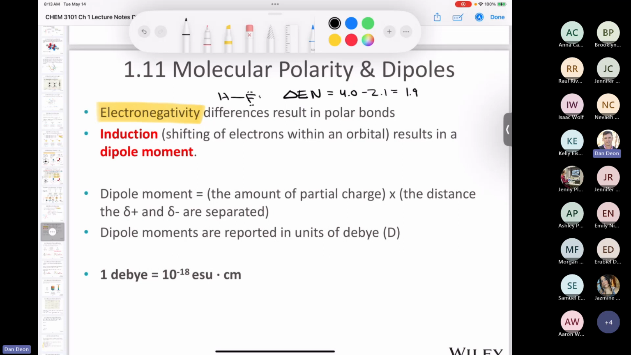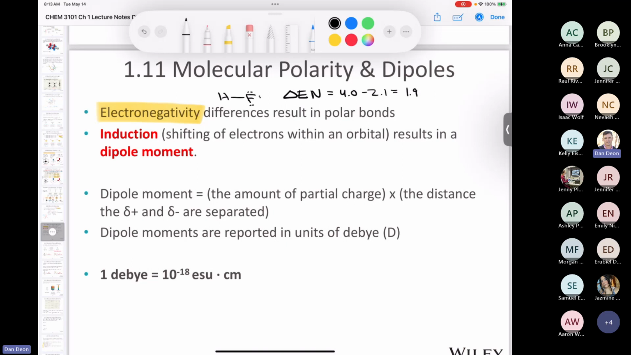Now that is a very strong dipole, okay? There's a very big difference, and you might say, well, that's greater than 1.7, so this must be ionic. But you remember last class, I told you that you have to take these values with a grain of salt, okay? Moses did not come down from Mount Sinai with some rules about electronegativity. These are just things that were created by man. And so, yes, we can say the bond between hydrogen and fluorine is a polar bond, all right?